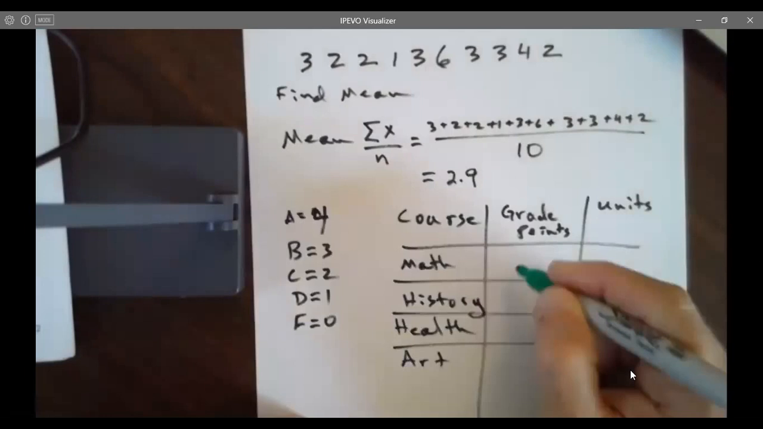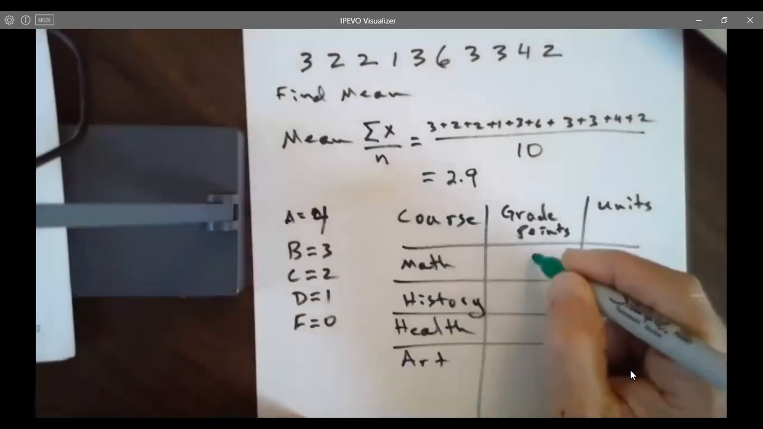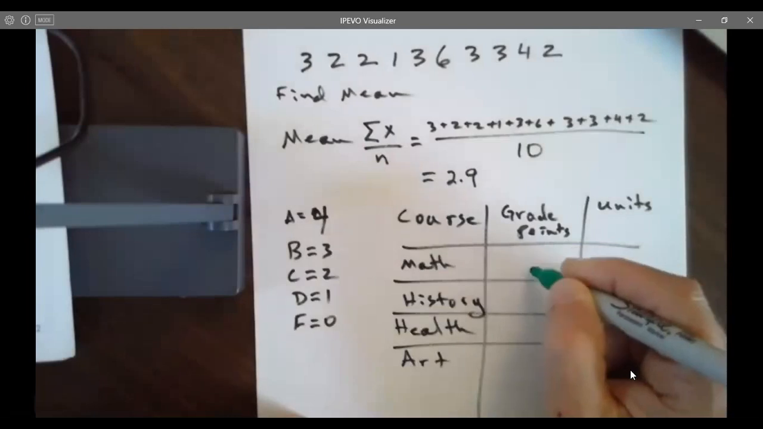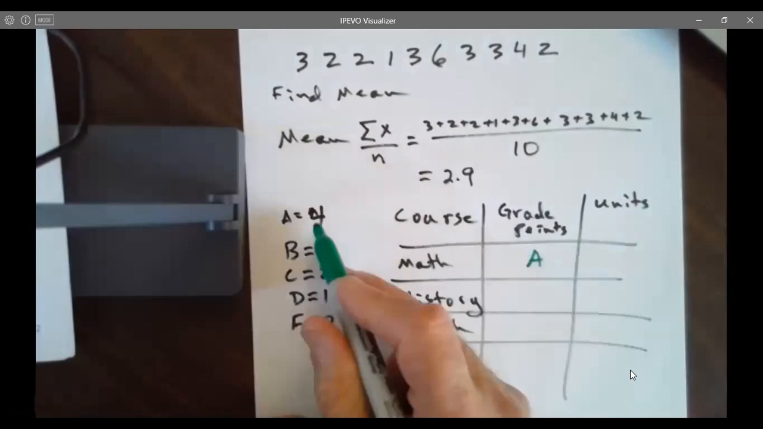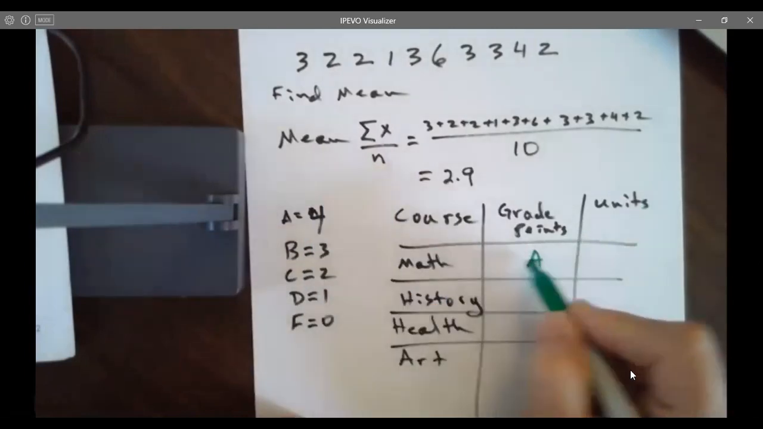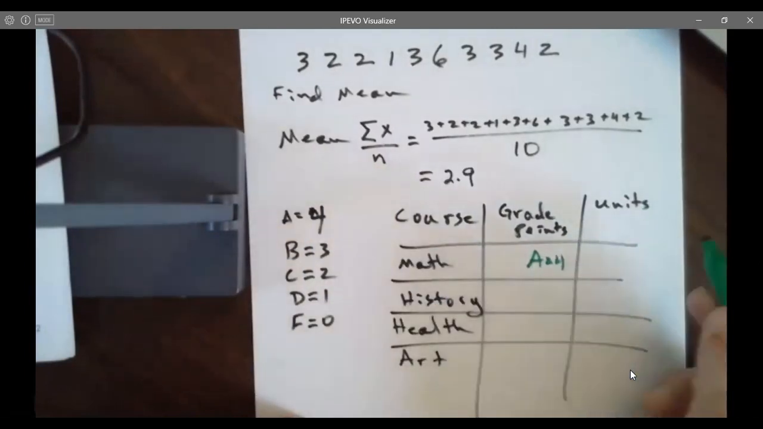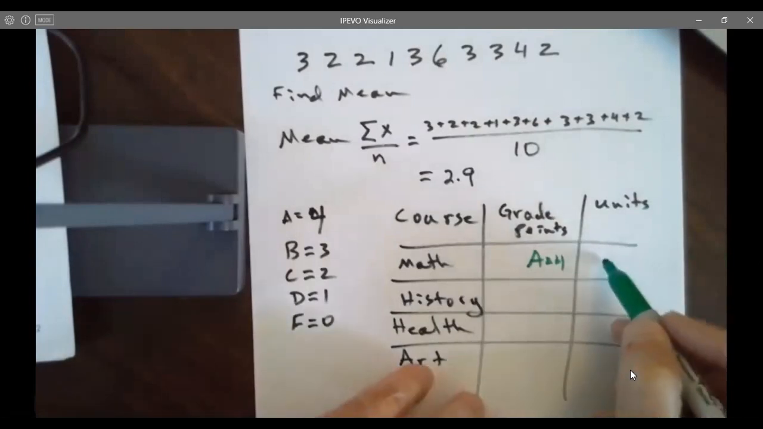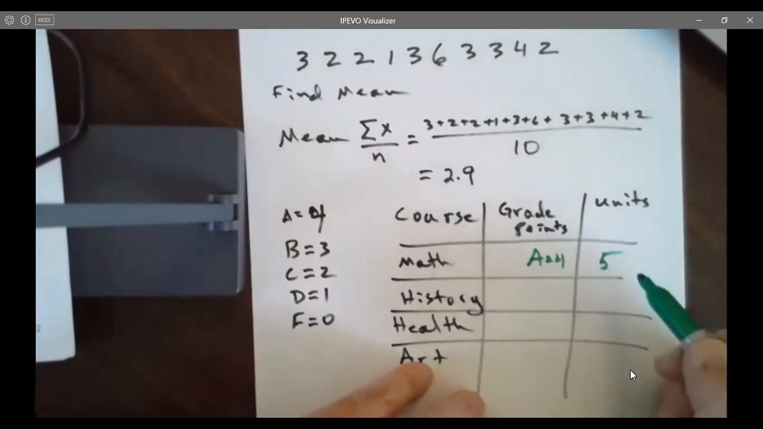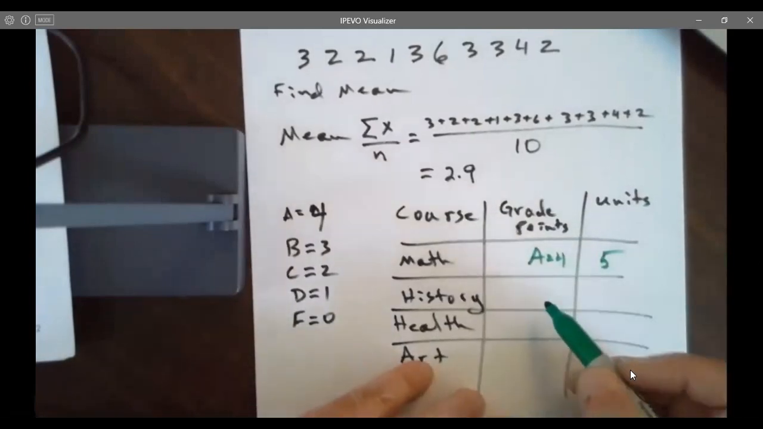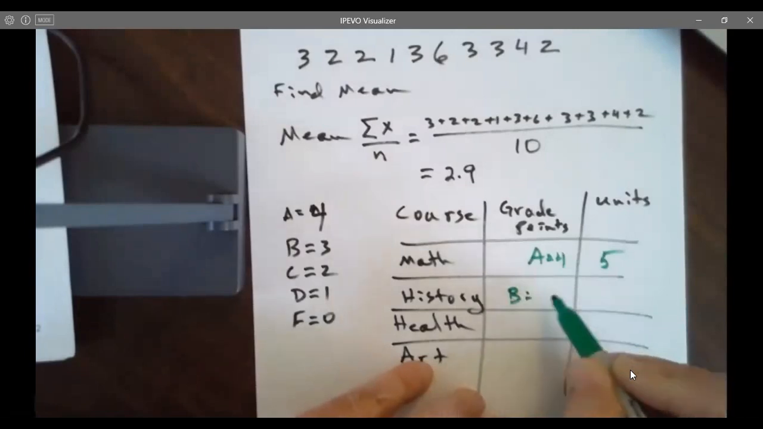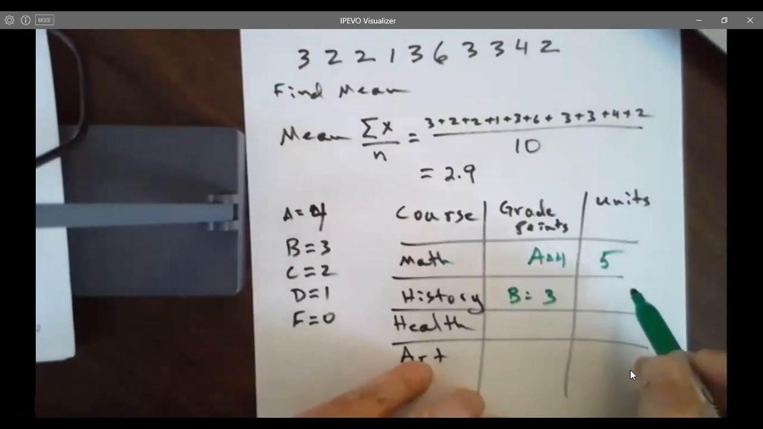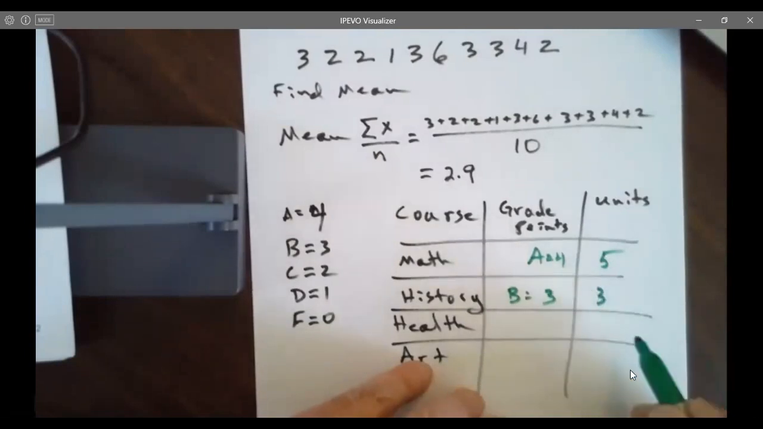In math, the student is getting an A, so that would be 4 points because A is 4 points. And it's a 5 credit class. In history, they're getting a B, so that'll be 3 points, and the history class is 3 credits.